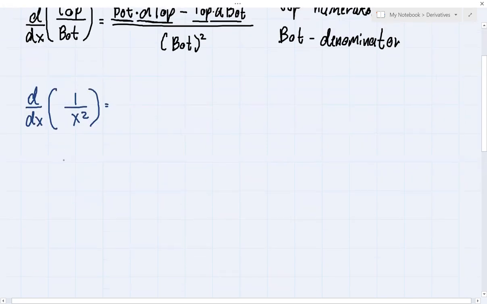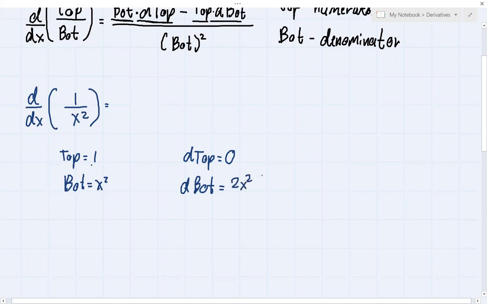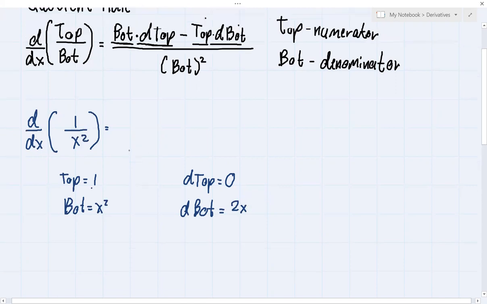Okay? So, let's try to label. Si top, siya si 1, di ba? Si bot o si bottom, siya si x squared. Ngayon, kunin mo yung derivative ng top, or d top. So, ang derivative ng 1 ay 0 kasi constant term lang siya. Ngayon, kunin mo yung derivative ng bottom, or d bot, kumbaga. So, we will use power rule of differentiation. So, this would be 2x raised to 2 minus 1. 2 minus 1 is 1. So, magiging x lang siya.